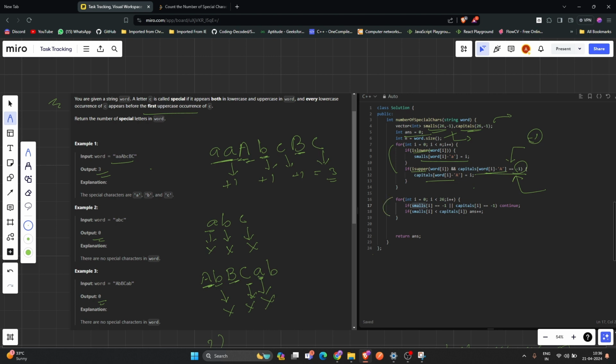So using for loop, I'm traversing and checking if my lowercase last occurrence of that character is coming before the first occurrence of its uppercase character, then I'll just increment my answer. Answer is nothing but it is giving me the number of special characters, right? If any of it is -1, then I didn't get that character, so I'll just continue, right? And yeah, I'll return my answer.